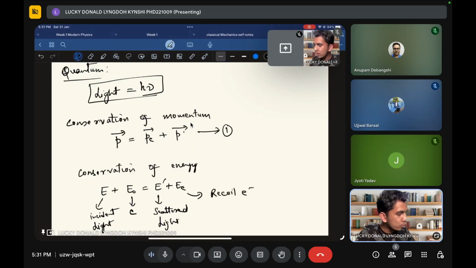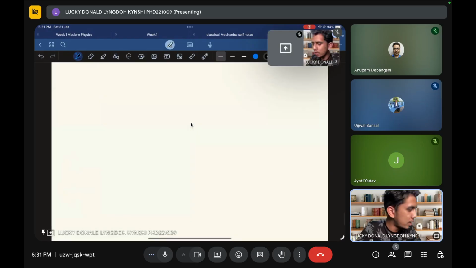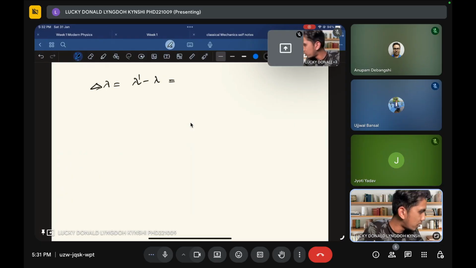Okay. So if you solve this equation together, I will not solve. This is the standard derivation. You will get delta lambda is equal to lambda prime minus lambda is equal to h divided by m_e c (1 minus cos theta).